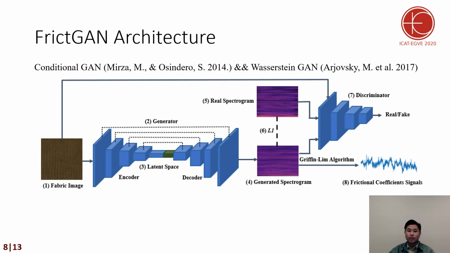We also include the L1 loss between the real and generated spectrograms. After the training stage, we remove the discriminator and only feed the image data to the generator to generate the spectrogram, and then use the Griffin-Lim algorithm to convert the spectrogram data to the waveform signals.